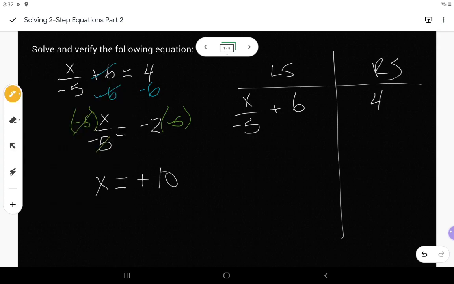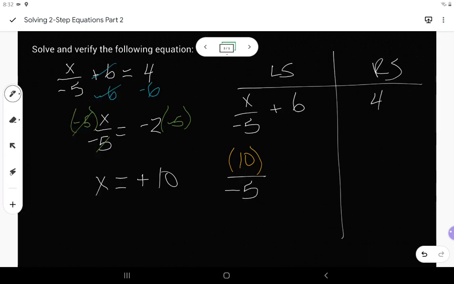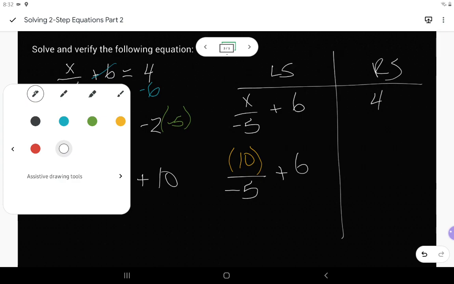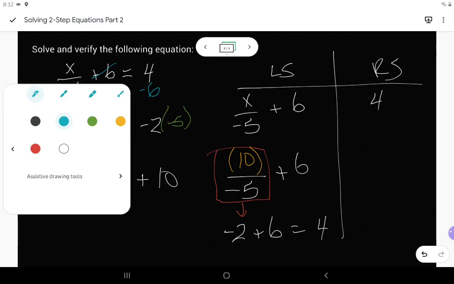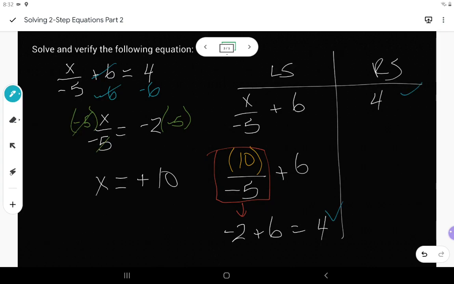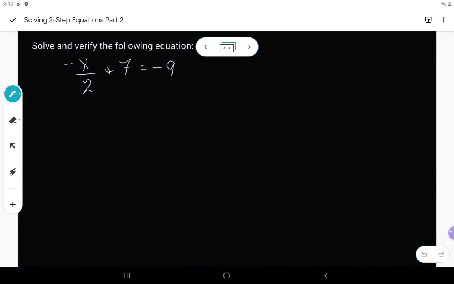Now we said x should be positive 10, so we'll put in positive 10 divided by negative 5 plus 6. According to order of operations, I have to do this first because I divide before I add. Positive 10 divided by negative 5 is negative 2. Negative 2 plus 6 gives us positive 4, and we have the same thing on both sides of the equal sign. Okay? What if I had something like this?